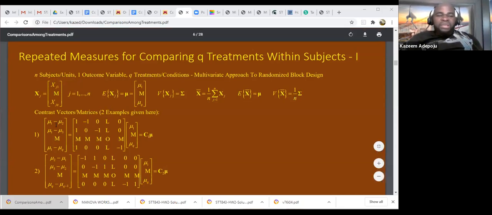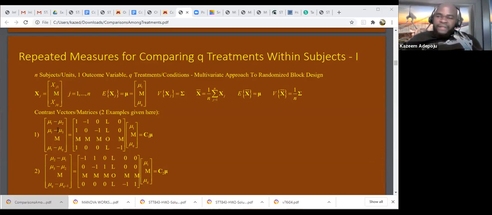And if I want to talk about contrast, where I will be able to compare one treatment from the other, of course, we can do mu1 minus mu2, mu1 minus mu3. This is what we call contrast. It's more or less like a pairwise comparison. The M that is here means I get a lot of stuff in the middle, and this is going to be the last one. So this is a pairwise comparison.